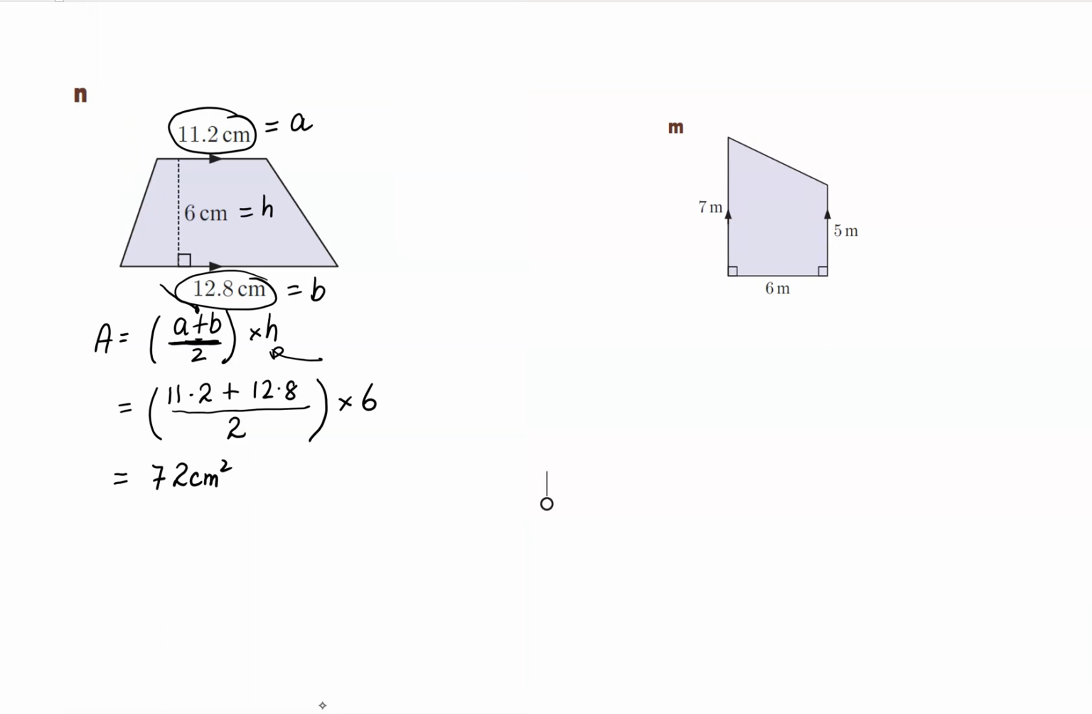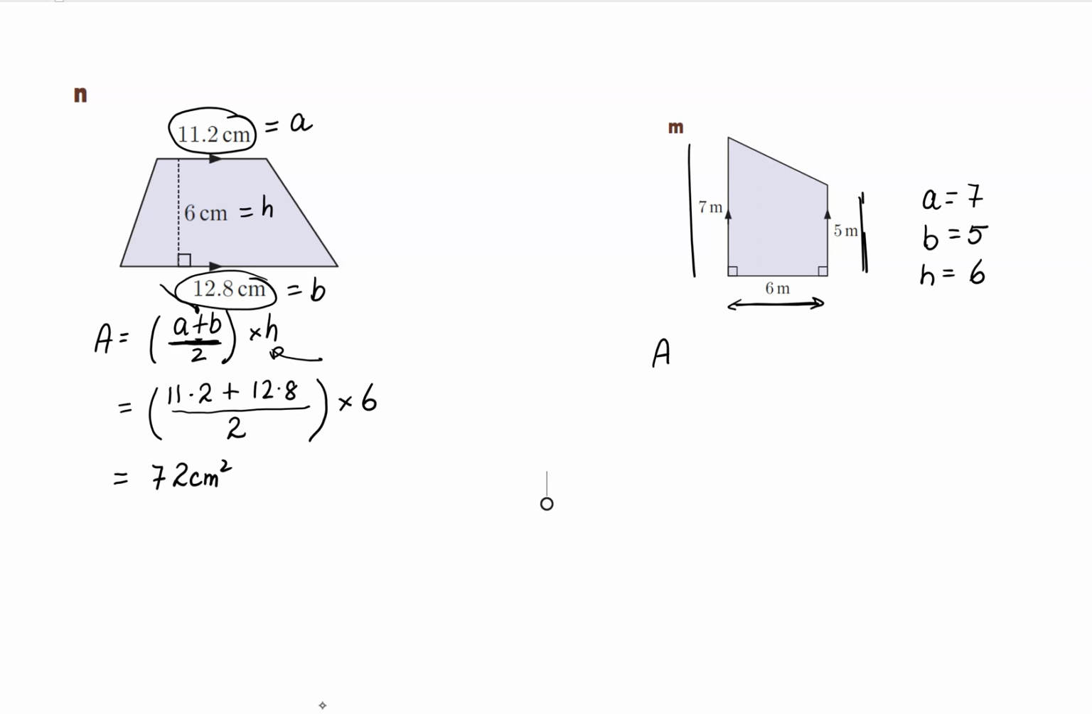And last but not least, we've got this one. Now all they've done is they've turned it around. So you can see your parallel sides are now this one and this one. So that means your A is 7, your B is 5, and this time your vertical height is that one. So your height is 6, and we're going to substitute in just like we did before.